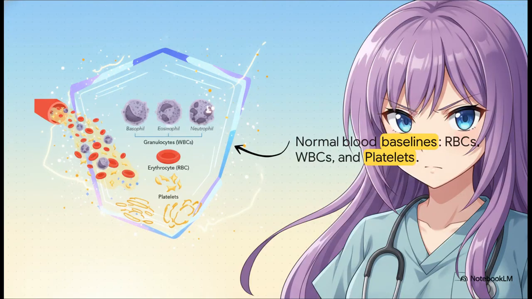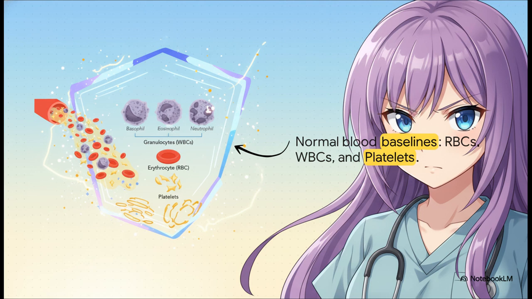Now, before we look at how things break down in the body, let's quickly establish our baseline. It's like a giant puzzle, and we need to know the pieces. We have our normal blood components flowing beautifully here. You've got your erythrocytes, or red blood cells, and their job is carrying oxygen. You've got your granulocytes, which are your white blood cells, like basophils, eosinophils, and neutrophils, and these guys are your infection fighters. And then down at the bottom, you have your platelets, which are absolutely essential for clotting.